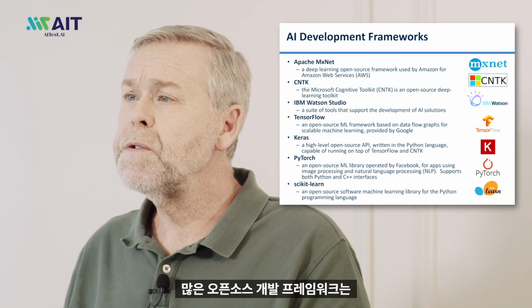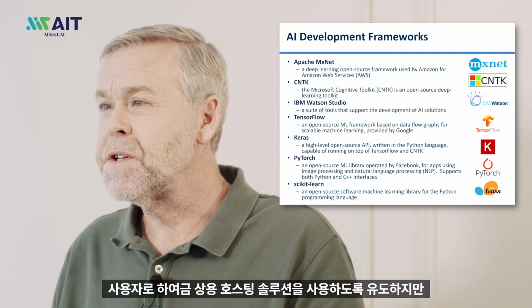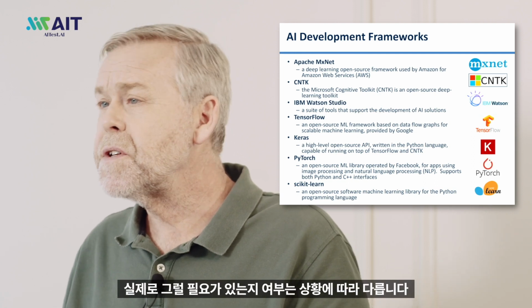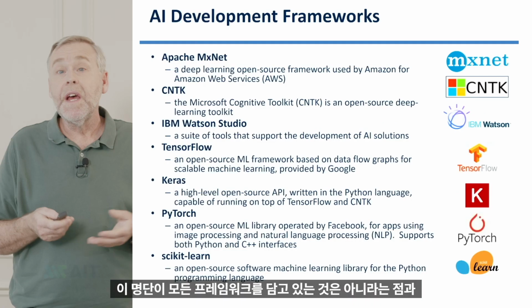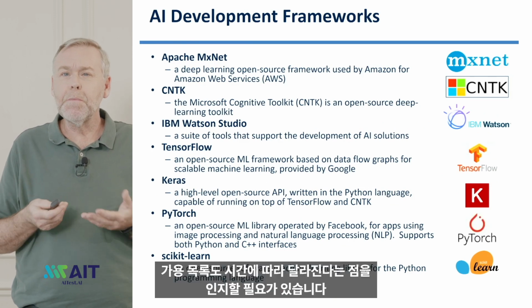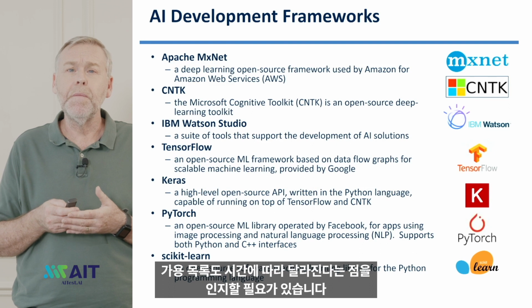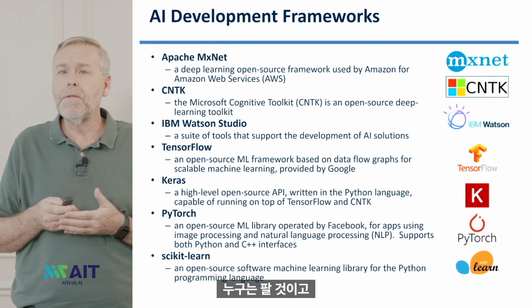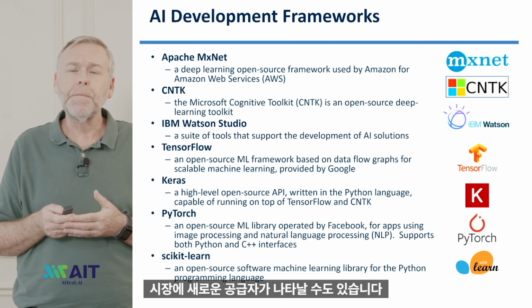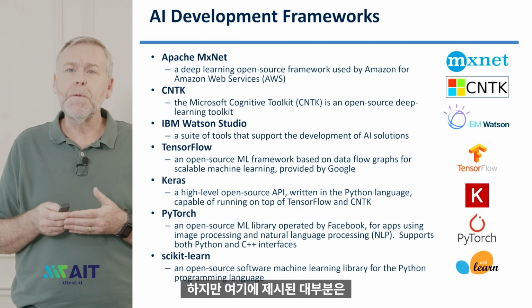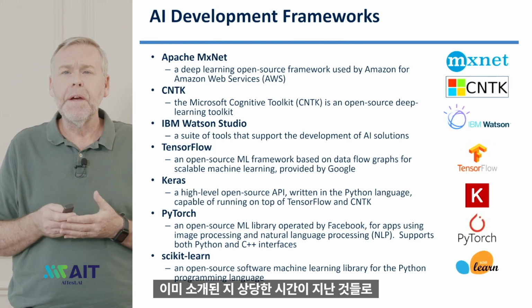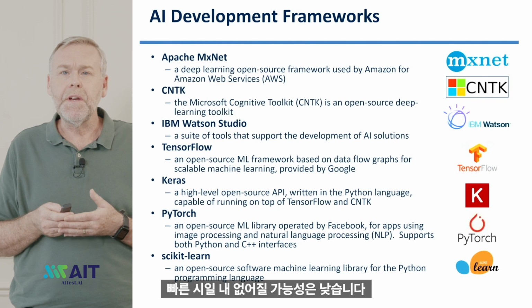Many of these open source frameworks steer their users to commercial hosting solutions, but the need for this depends on the situation. It's also worth noting that this is not a definitive list and that the available frameworks change over time, as some owners sell their offerings, others go out of business, and new sellers enter the market. However, most of the examples on the slide have been around a long time, in AI terms anyway, and are unlikely to disappear in the near future.